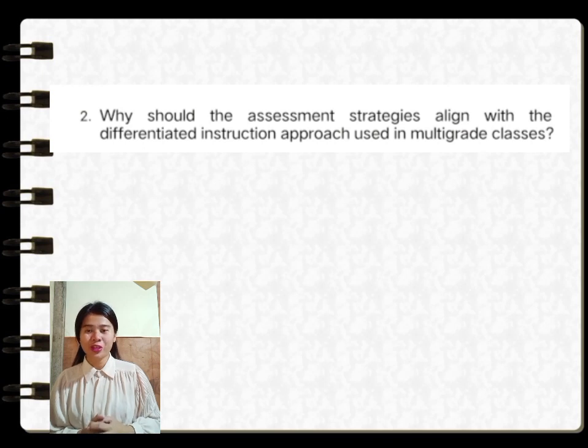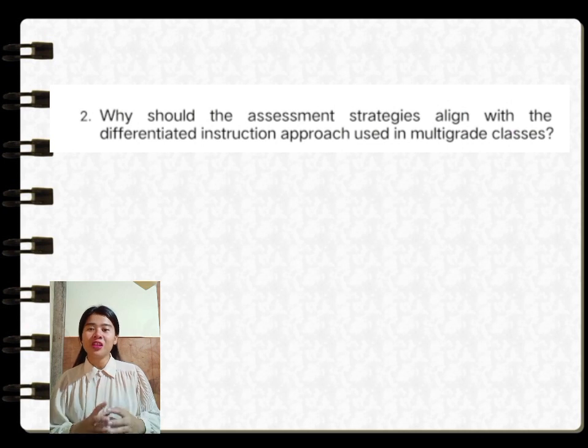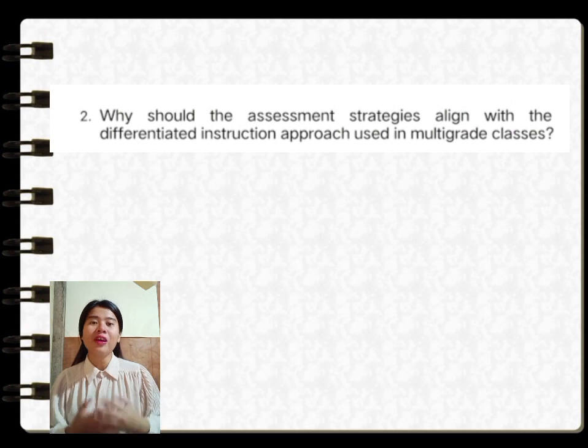Now let us proceed to question number 2. The assessment strategies should align with the differentiated instruction approach used in multi-grade classes. It is because every student is unique, especially in a multi-grade setup, in which 2 or more grade levels with different learning abilities, capabilities, and also different learning styles are put together in one classroom. So the teacher needs to use differentiated instruction to cater to his or her students' needs and learning capabilities and styles. Thus, his or her assessment strategies should align with the differentiated instruction approach to give the students appropriate assessment for the teacher to easily monitor and evaluate whether the objectives are achieved.